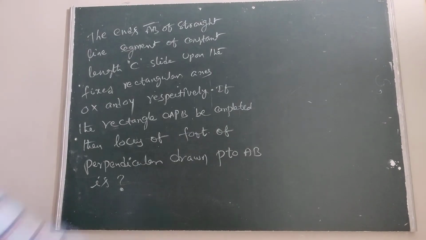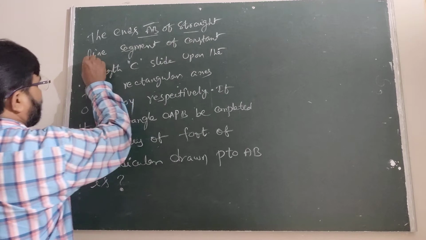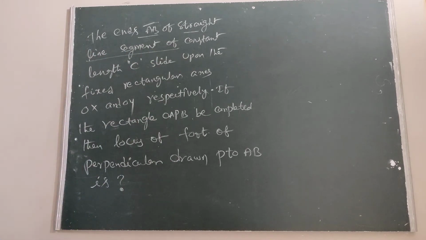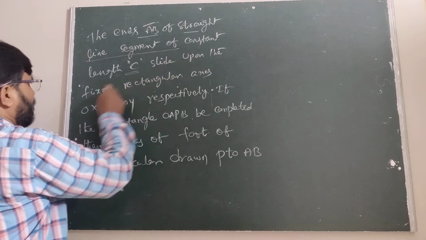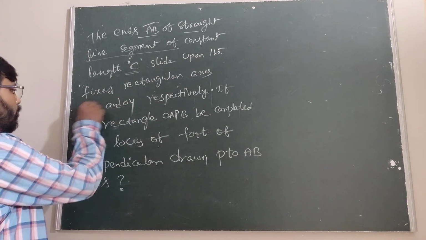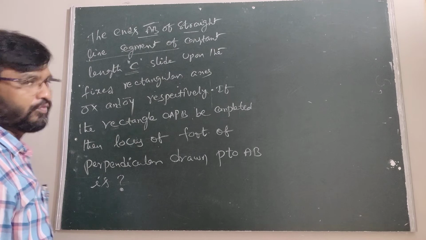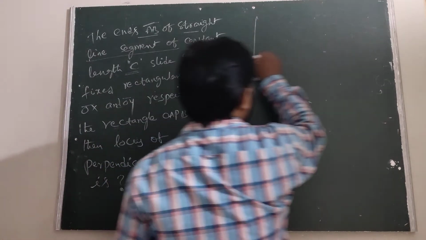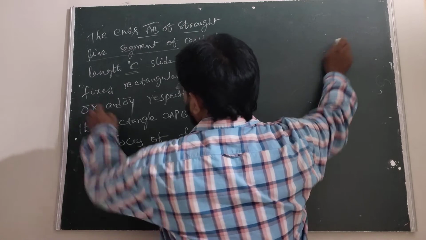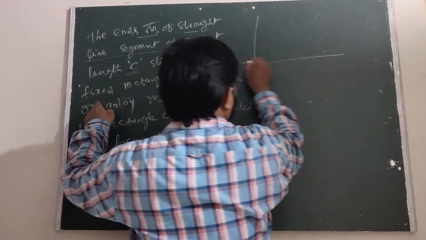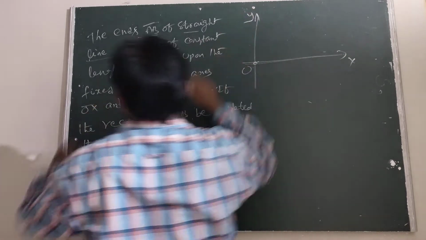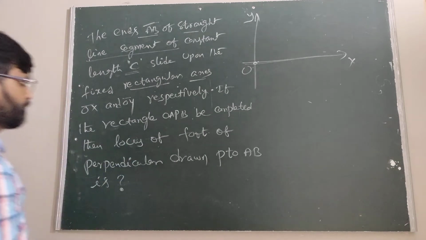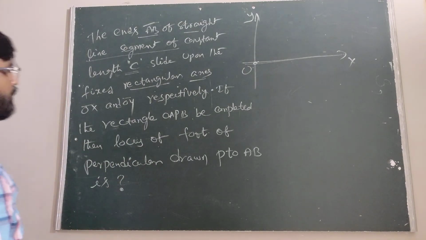The ends A and B of a straight line segment of constant length c slide upon the fixed rectangular axes OX and OY respectively. Therefore here all of you listen. This is the OX, this is the OY, and they are called the fixed rectangular axes. Therefore this is AB.